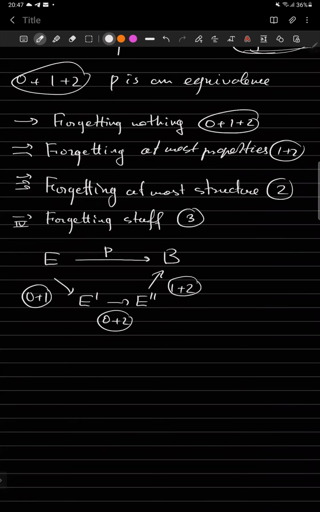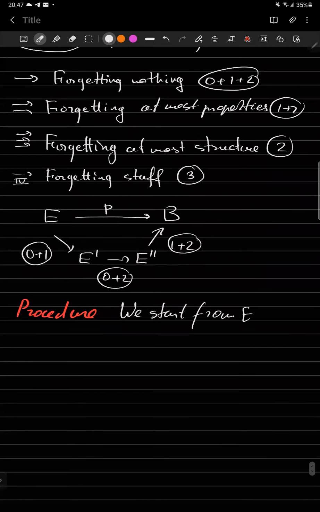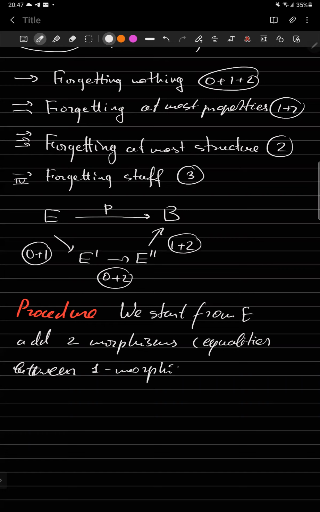So how do we construct such a factorization? We start from E. Then we add two morphisms, equalities between one morphisms in B. So we map some morphisms, they become equal in the image. We add those two morphisms into category E, and we get a category E prime. It is evident from the definition that the functor is indeed zero and one surjective.